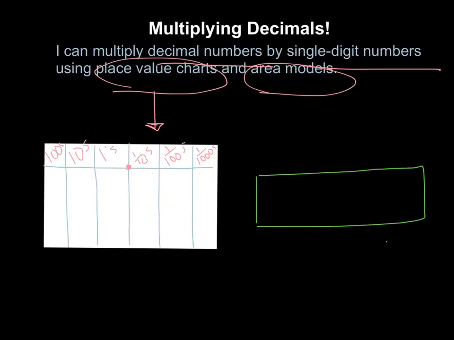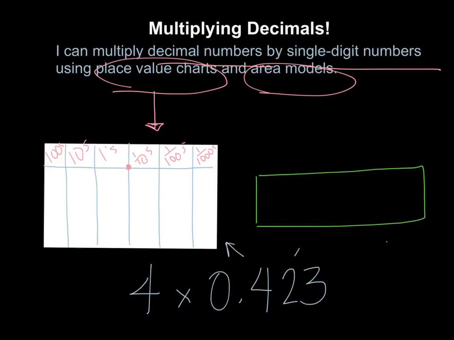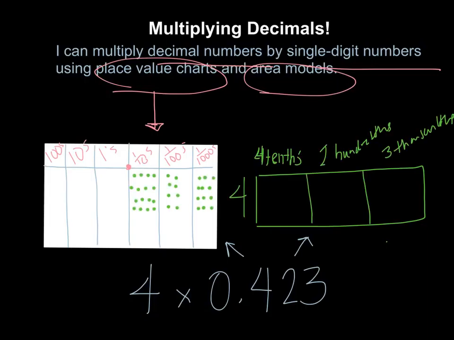Okay, now I want you to try this problem. 4 times 423 thousandths. Now this problem is going to require that you do some bundling and moving. So try seeing what that looks like here and what bundling looks like here as well. So I got my place value chart and my area model all set up, but I haven't solved yet because I wanted to show you how I go about bundling.